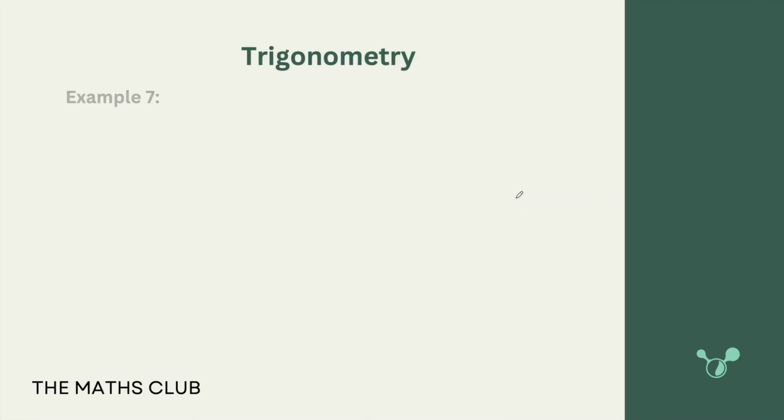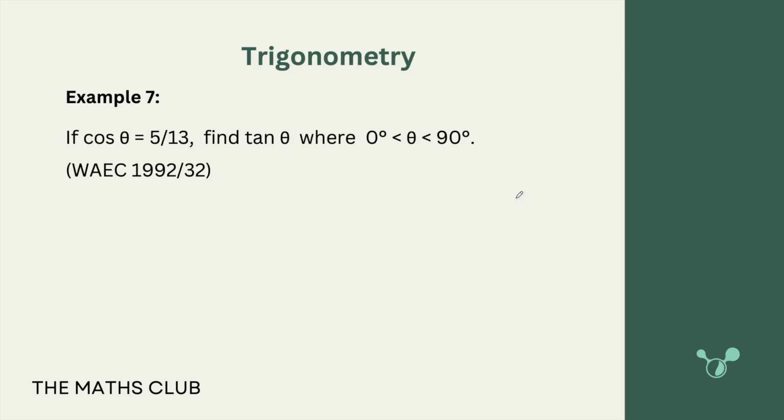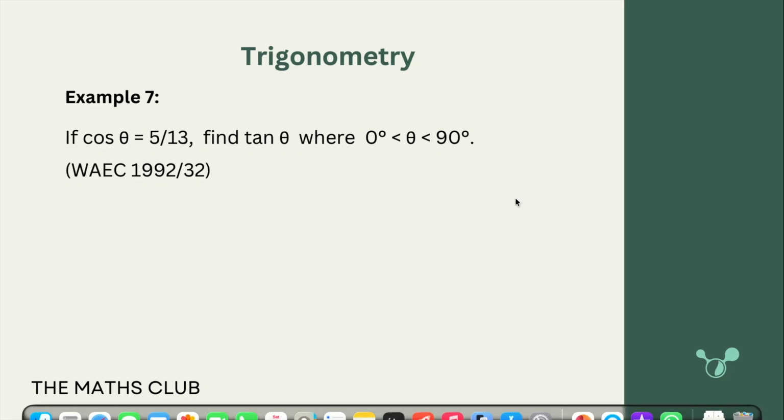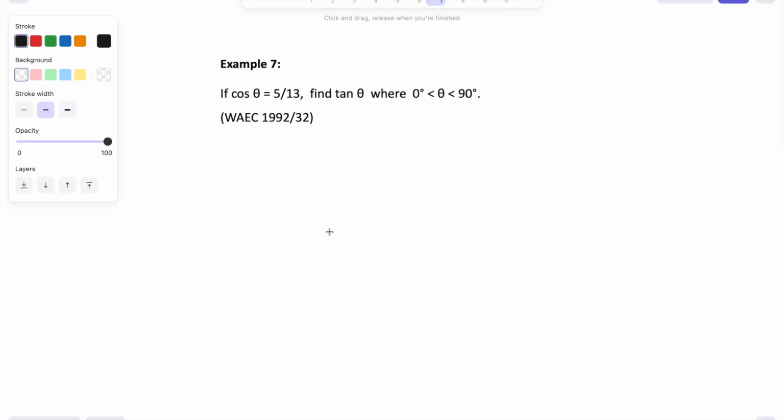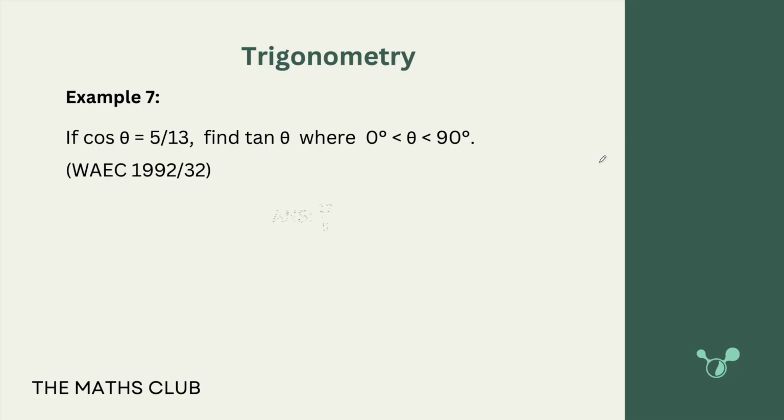Great. Example 7 says that if cos theta is equal to 5 over 13, find tan theta where theta is between 0 degrees and 90 degrees. So these are triangles, of course. When you're using 5, 12, 13, you know that the adjacent is the one that is 5, the hypotenuse is the one that is 13, and this side is the one that is 12. In the previous questions I always just assumed because you followed the pattern, but that last one opened my eyes. So find tan theta. Tan theta is 12 over 5. Let's see if we're correct. Great.